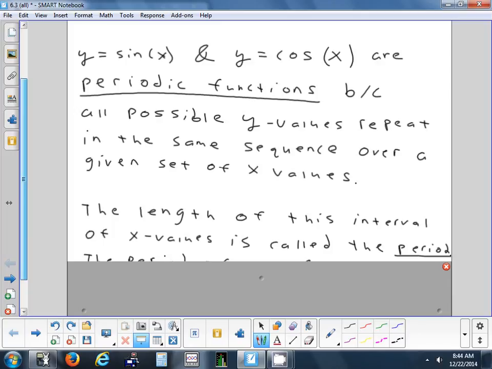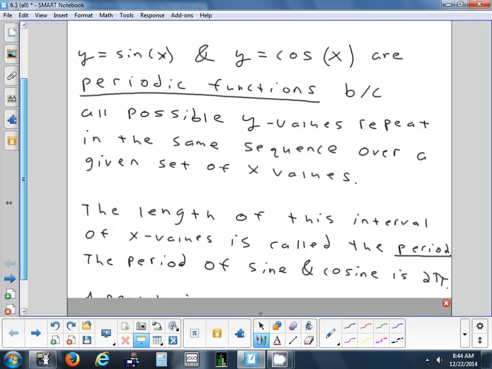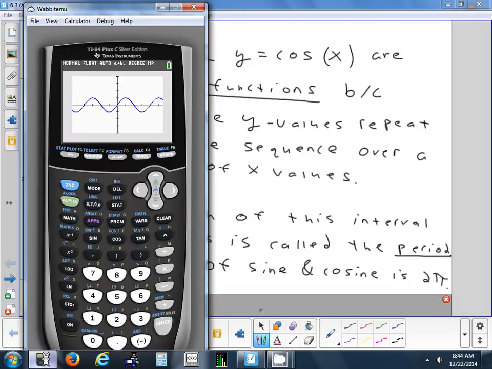Now we can change that 2 pi. We can stretch it, we can compress it, but we'll talk more about that later on. If you don't stretch or compress it, that's the amount of time it takes for your graph to go through all the values it's going to go through before it repeats. 2 pi radians.